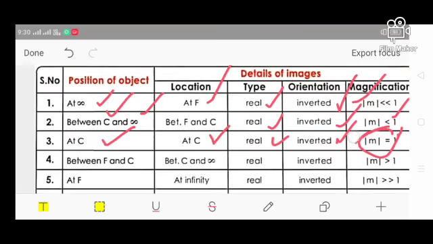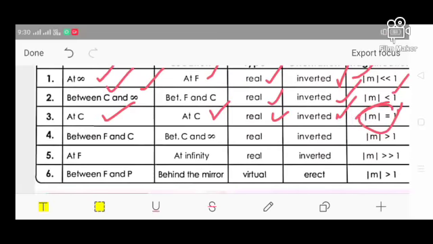After that, when the object is placed in between focal point and center of curvature, that means between C and F, the image will be produced beyond C towards infinity. It is also real, it is also inverted, and it is greater than 1, that means a magnified image.